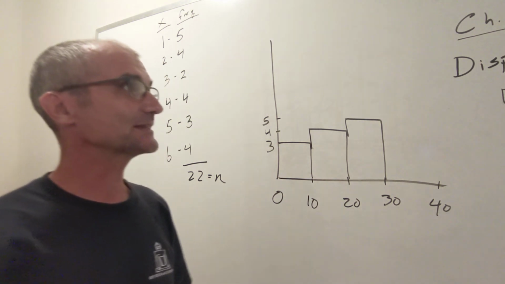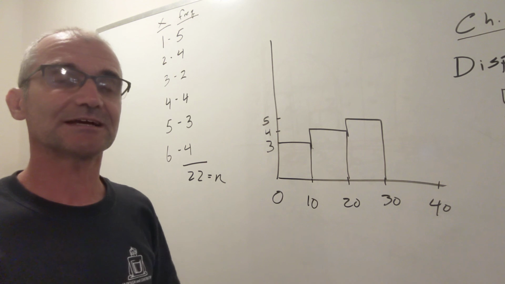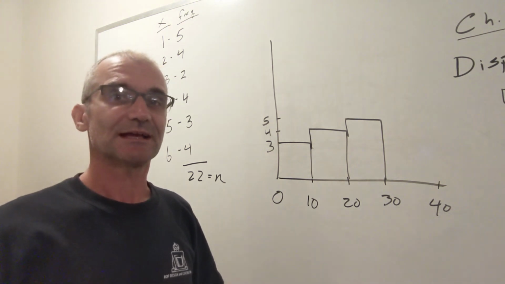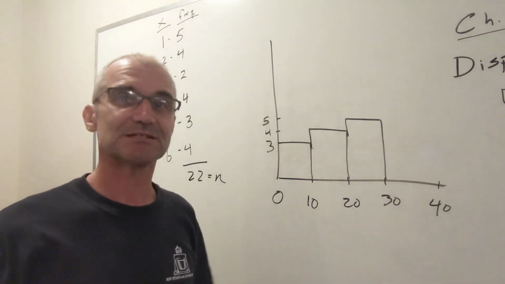So this is Colfax Math, just talking about displays of data from Chapter 2 in Course 1 of the CPM book. And hopefully that's a little bit of a refresher.